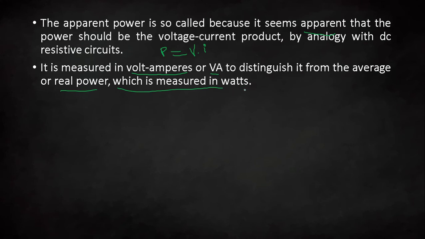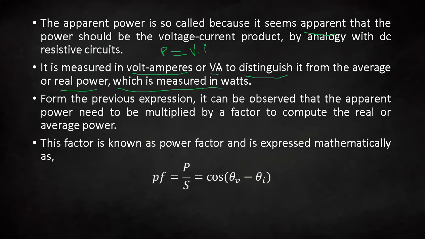Now this watt is a very small unit. In electrical engineering we are dealing with kilowatt or megawatt. Same here, we can deal with kVA or MVA. So it is just to distinguish from average power or real power that we measure apparent power in volt ampere. So from the previous expression it can be observed that the apparent power needs to be multiplied by a factor to compute the real power or average power.